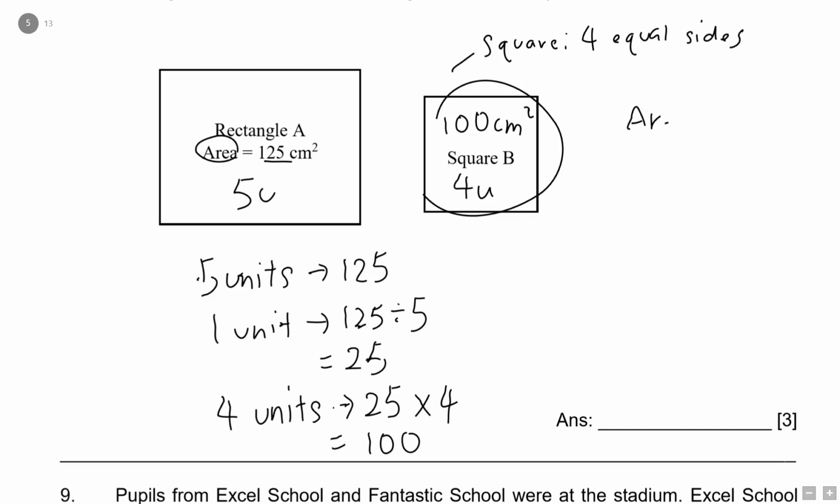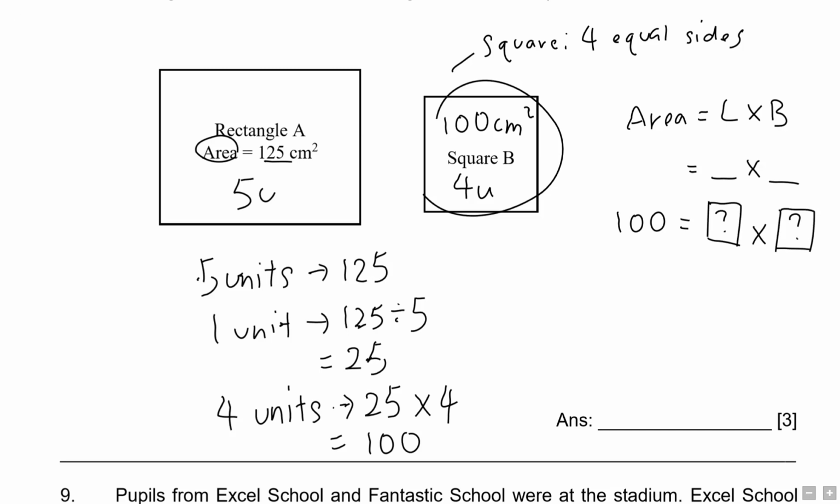Now for area, we know that it is length times breadth. And the length and the breadth have to be the same number. We know that the area of the square is 100. We do not know what the length is, we do not know what the breadth is. Okay, so this is unknown and this is unknown. But one thing that we know is that these two numbers have to be the same number, because all sides are equal in a square. So we will have to do a little bit of guess and check.